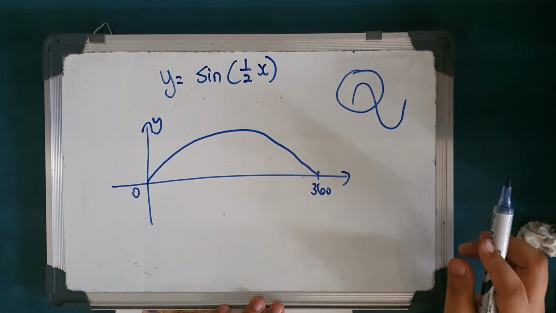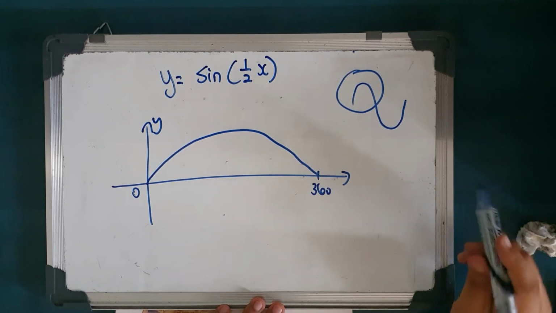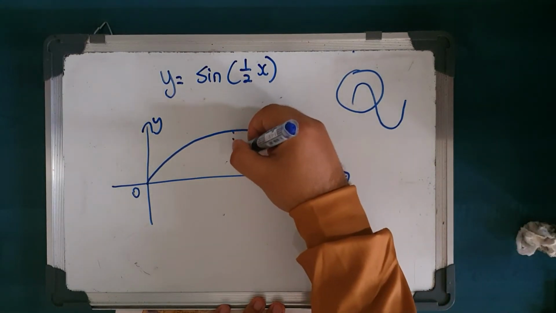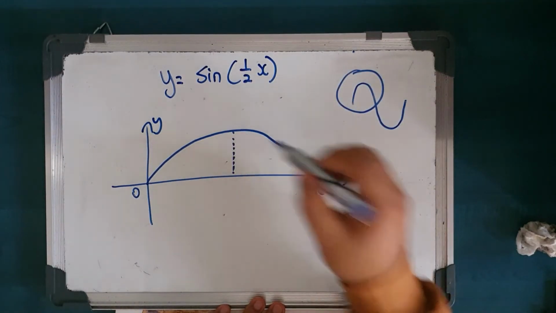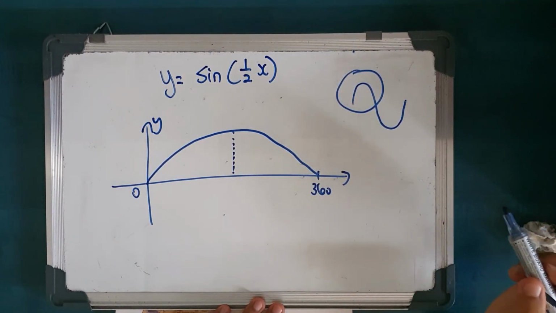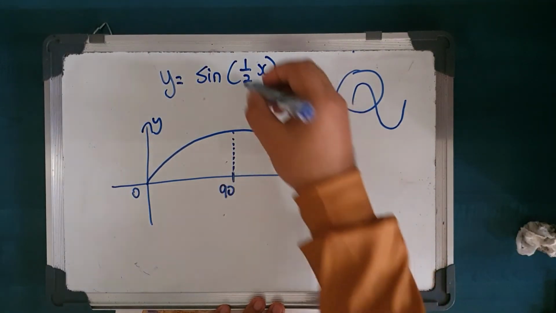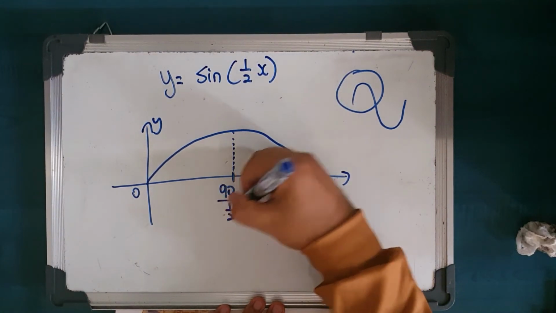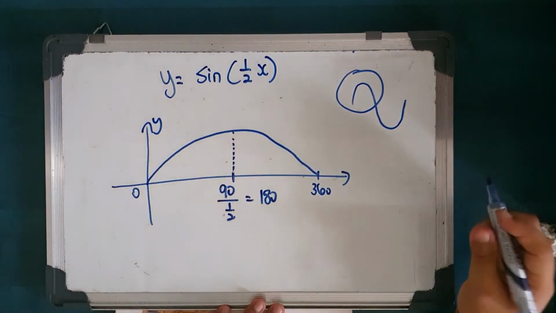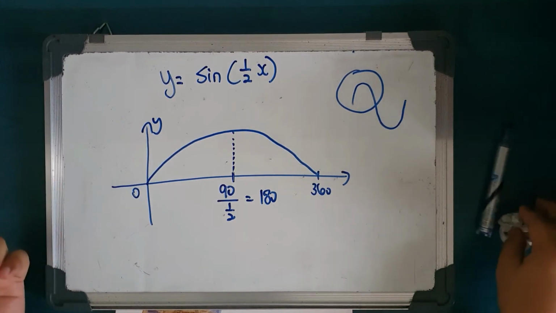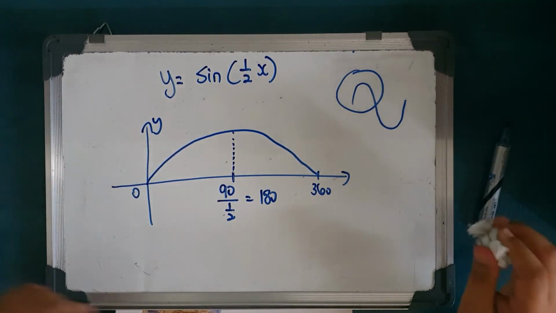So here, if this was sine x, this value is 90. As we know, all the angles are divided by the number, so 90 divided by half will give us 180. So this is how sine half x looks.